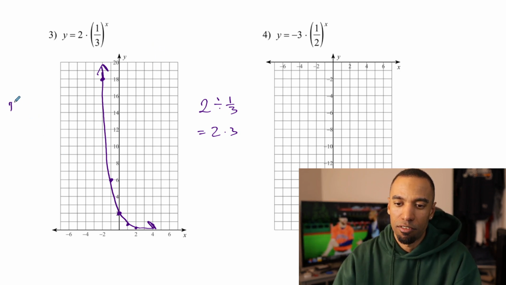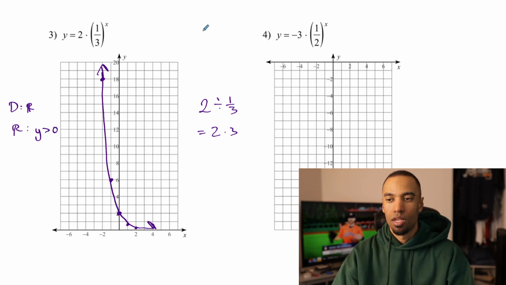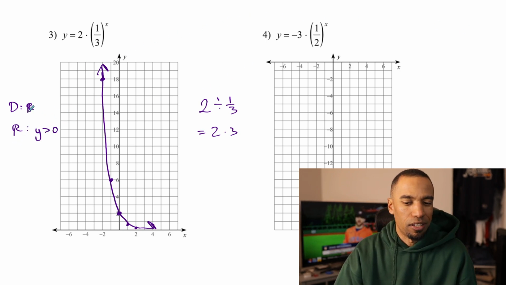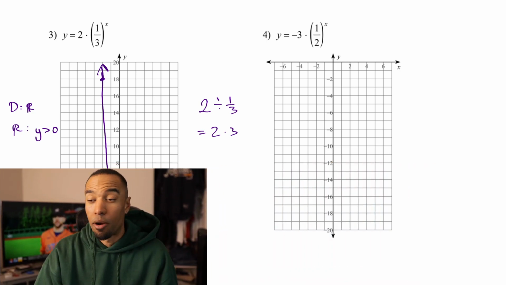So this has a domain of all real numbers. Sorry about that. And a range of y is greater than 0. You can see where I want to put an emphasis on speed a little bit more because I feel like I'm a half hour in.